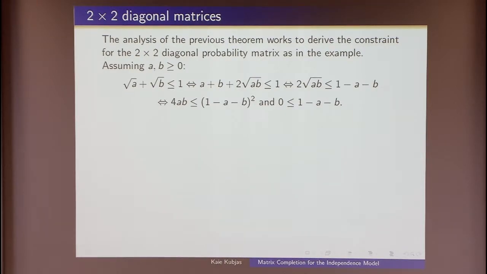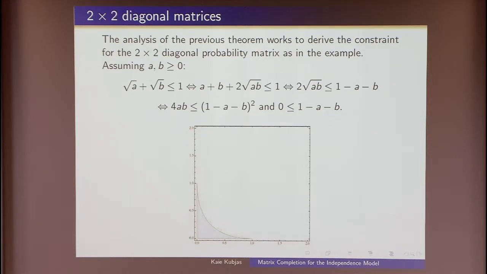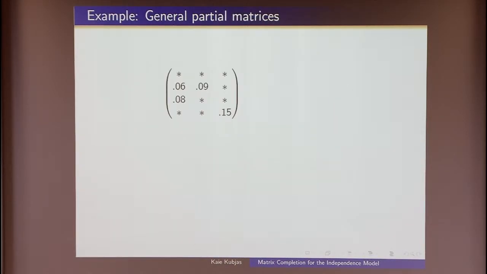And how does it relate to the toy example that we did? For the 2 times 2 case, to get the inequalities in the first example, we need to square this inequality twice, and then we get 2 inequalities. The first inequality in the positive orthant corresponds to this region, and we need to add another inequality to cut out the correct region of completions.